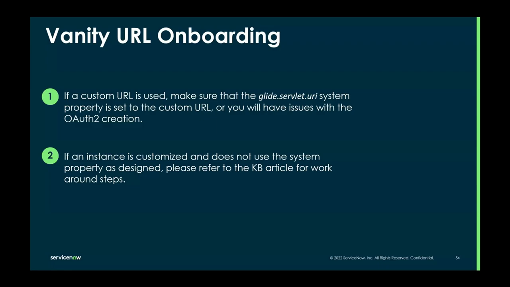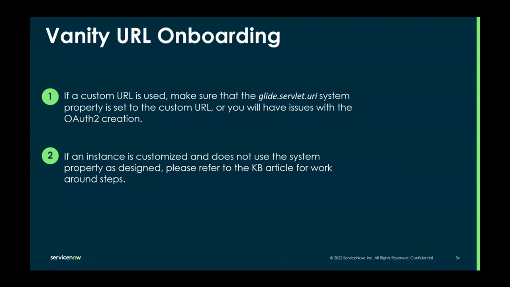What we have seen fairly commonly on instances, especially in dev or subprod environments, is that when a customer does a system clone, this glide servlet URI will be set to the production URL. So they go to click on the registration, hit connect to provider, hit authorize, and then it stops working. It fails, because the URL is specific for OAuth 2, and it's getting the URL for the production instance instead of the dev instance.